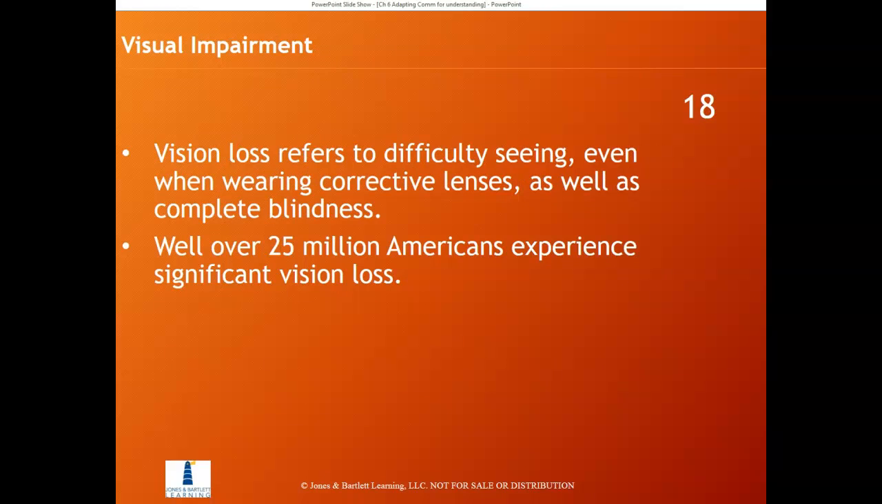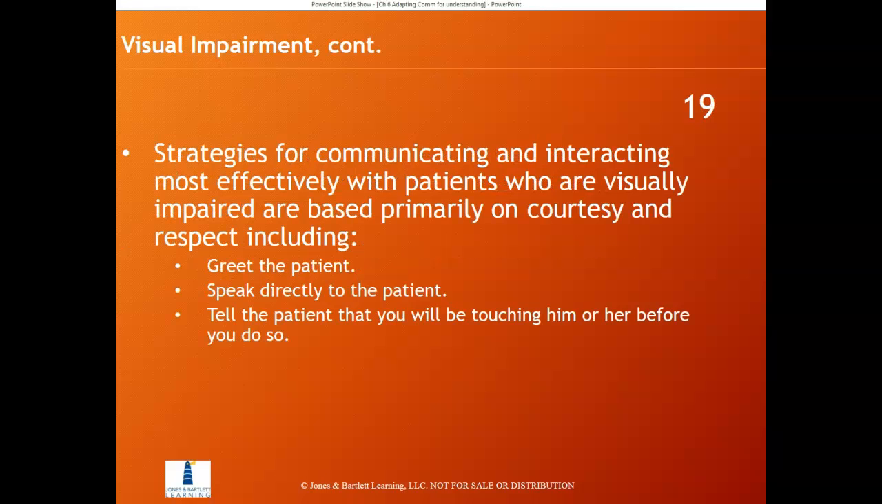There are individuals with visual impairments as well, and vision loss refers to difficulty with seeing even when wearing corrective lenses, as well as complete blindness. And well over 25 million Americans experience significant vision loss. Here's some strategies that we can use to work with individuals with visual impairments.